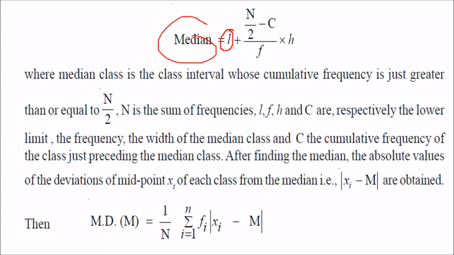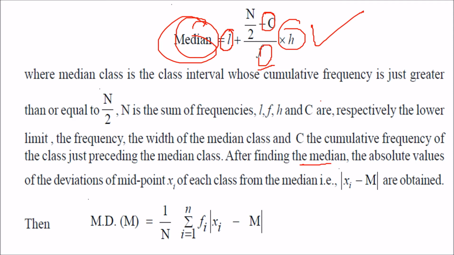So L, whichever interval you are choosing, L is the lower limit, and F is the frequency, and then you have C as the cumulative frequency up till there, and H is the factor, the class range, and I'll show you what it is. So median can be computed like this: L plus n by 2 minus C by F into H. This is very important. The rest of the things remain the same.